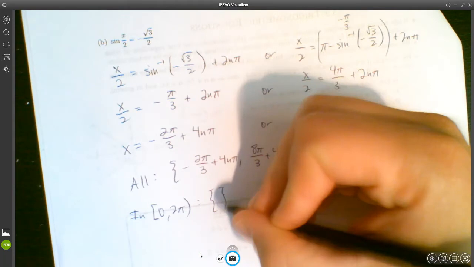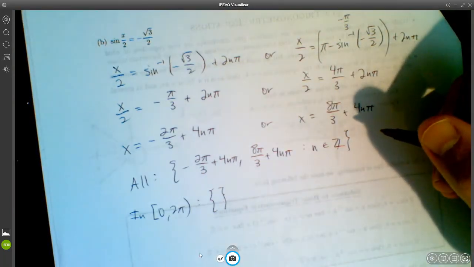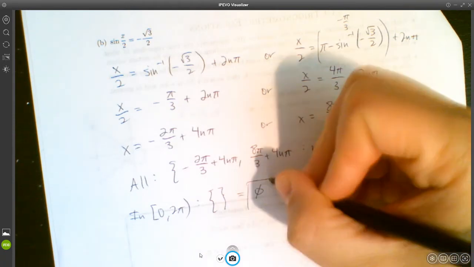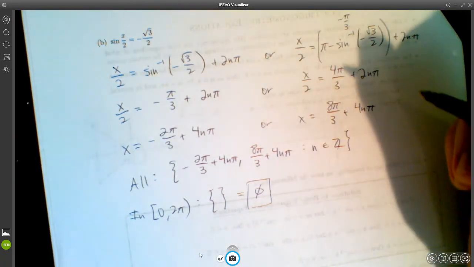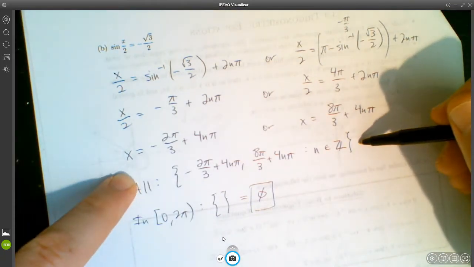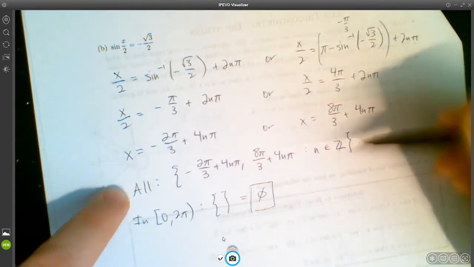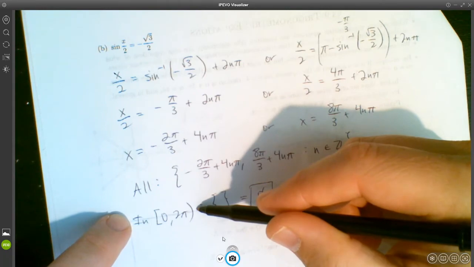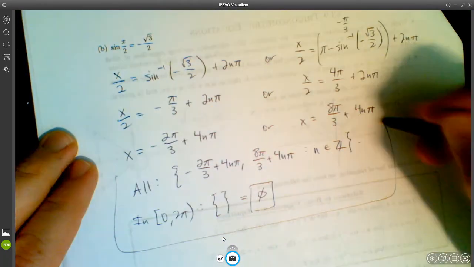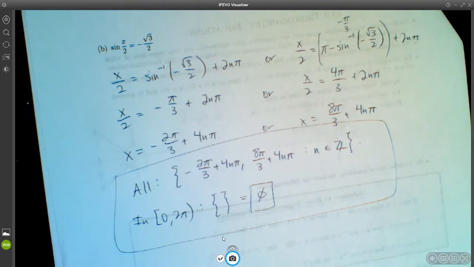That exhausts my options, right? So in the interval from 0 to 2 pi, there are no solutions to this problem. It's not that there aren't solutions to the equation. There are, right? There are infinitely many solutions to the equation. It's just that none of them are between 0 and 2 pi. Okay, so that's what we're saying. All right, so that's how that one works.